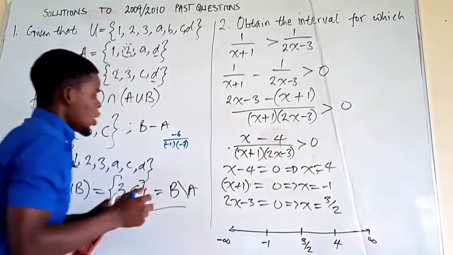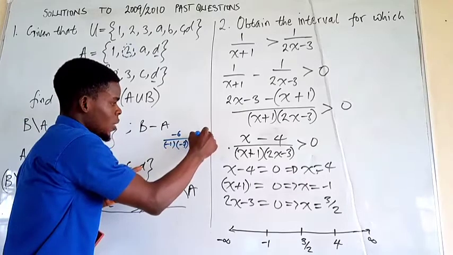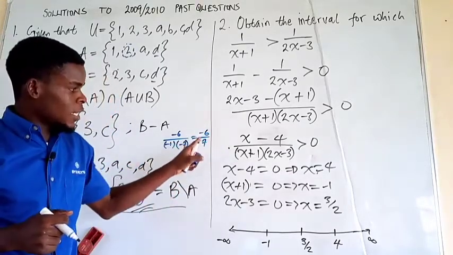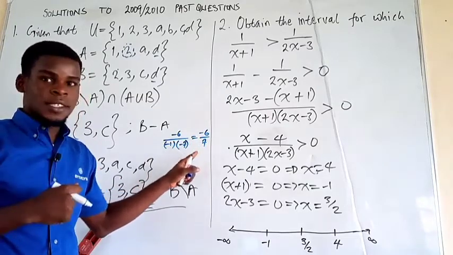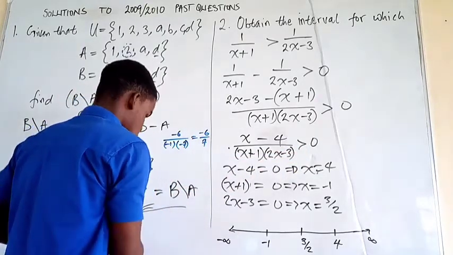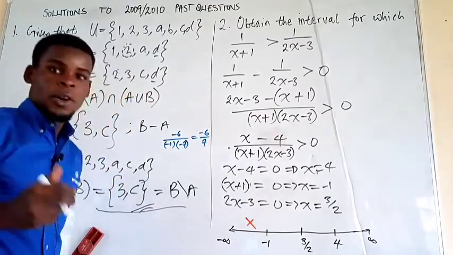Alright? Now, look at this. The product of these two numbers at the bottom will give us positive 7, and at the top we have negative 6. So we're having negative 6 divided by 7. That is less than 0. It is not greater than 0. So this part does not satisfy. We mark X. That means it does not satisfy what we want.